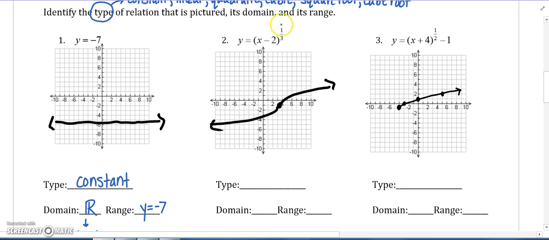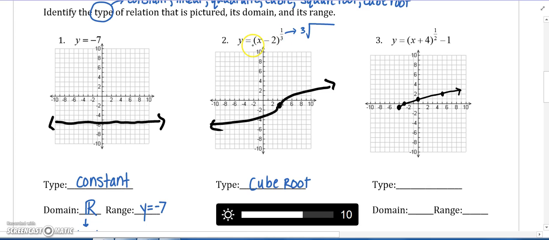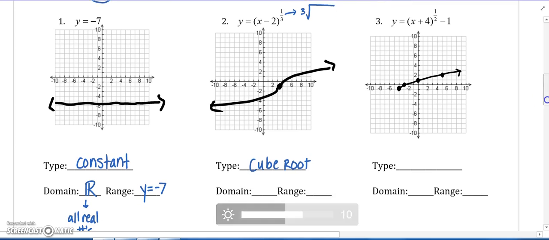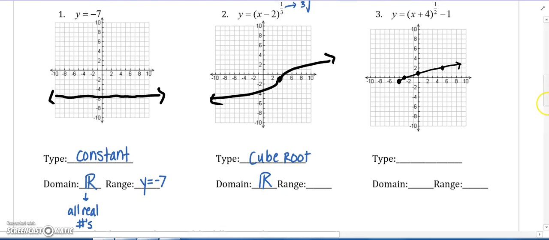Number 2 is y equals (x minus 2) to the 1/3. Do we remember what the 1/3 means? Hopefully, that's like a cube root. So this is going to be a cube root function. For a cube root, let's take a look at the equation and the graph. Are there any x values that I couldn't plug in here? No, it looks like it covers all x values on the graph. And I can't think of any reason why I couldn't have any type of x value under a cube root. So that means for my domain, it would be all reals.